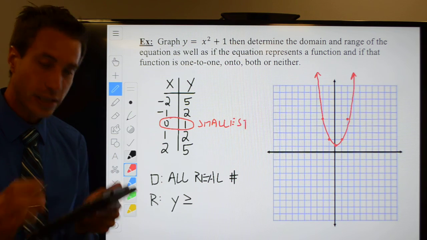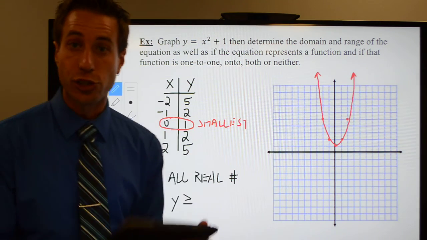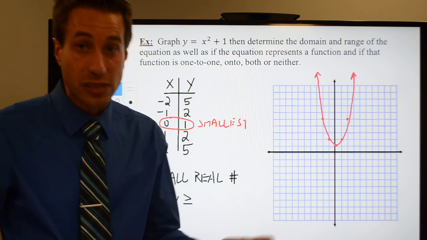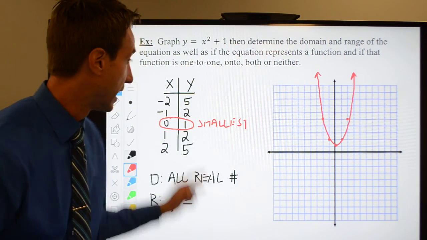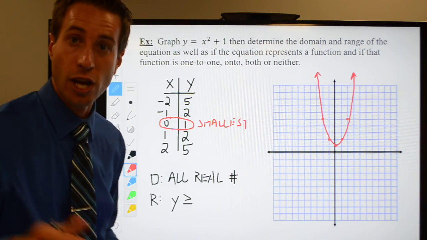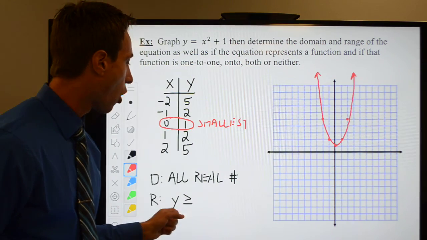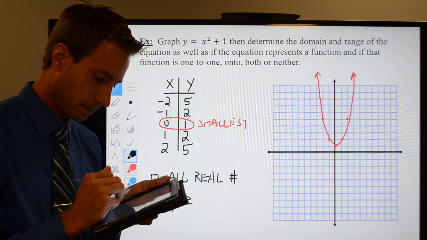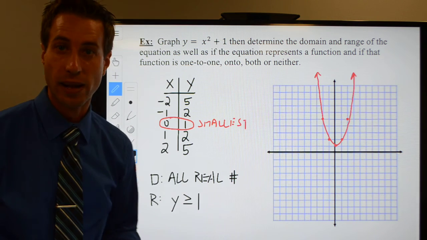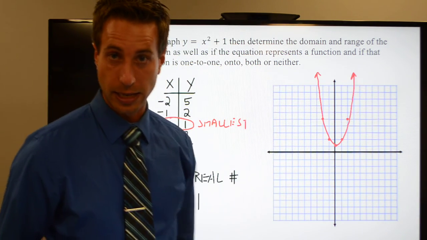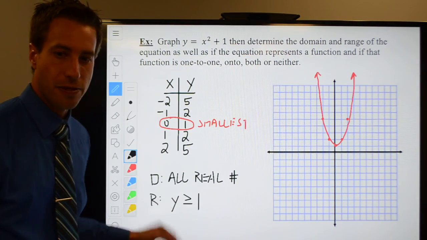You're never going to get a y value smaller than positive 1. Pick a few values and give it a shot. I guarantee you it's never going to be smaller than 1. So what that means is that every single y value will always be greater than that, so I need all y's greater than or equal to positive 1. That's going to be your range, all right? You're never going to get anybody down here, all right? So there's my domain, there's my range.